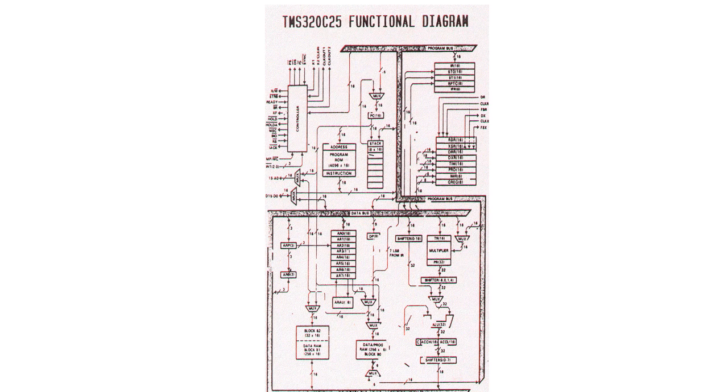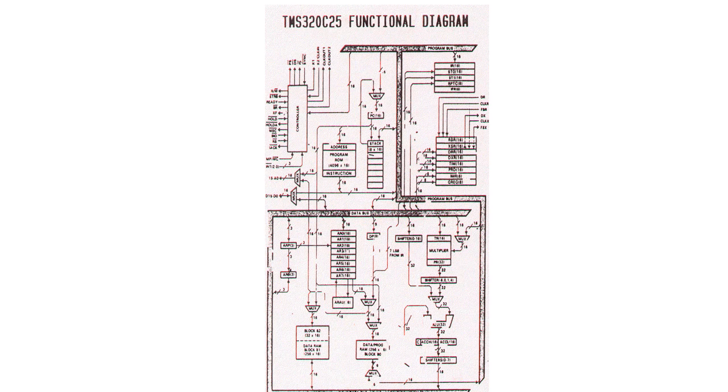We already know that digital signal processors have many functional diagrams. So now we are going to see particularly the TMS320C25 functional diagram. Here it is shown that we have used the bus structure, central processing unit, central arithmetic logic unit, etc.